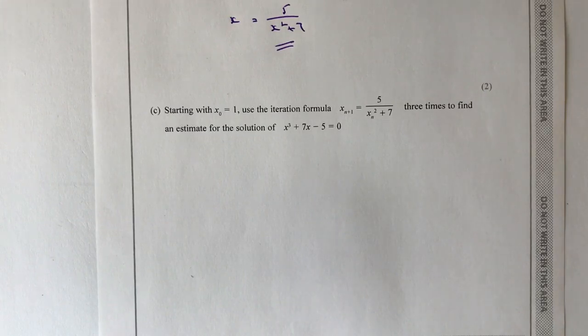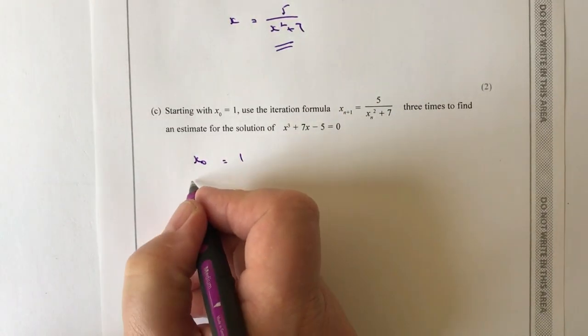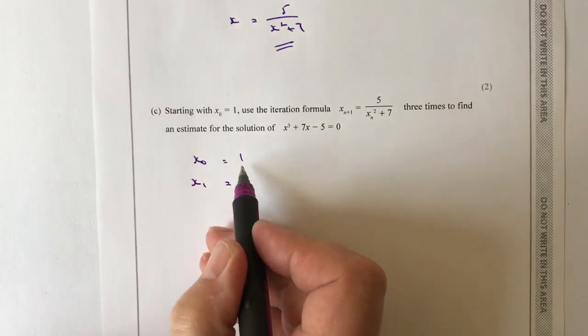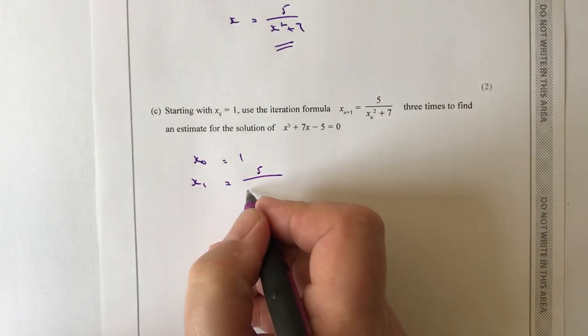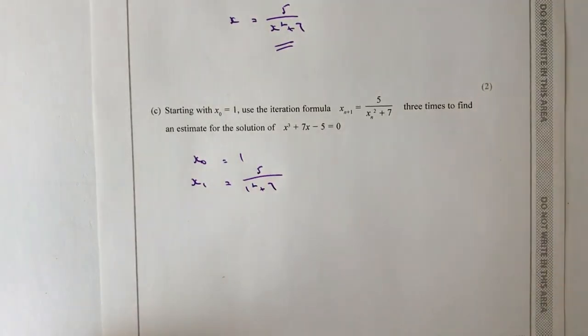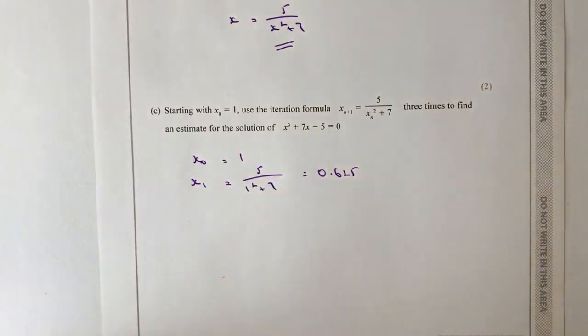Now, you'll see on the playlist on iteration formula, it varies. Sometimes they talk about getting it to a certain number of decimal places. In this particular case, we've just got 3 times. So actually, we can start with x subscript 0 equals 1. And then for x1, all we're doing is taking this value and plugging it into the formula. These questions are quite wordy to do, but really they're quite simple, providing you've got a calculator. And that would give you 0.625.